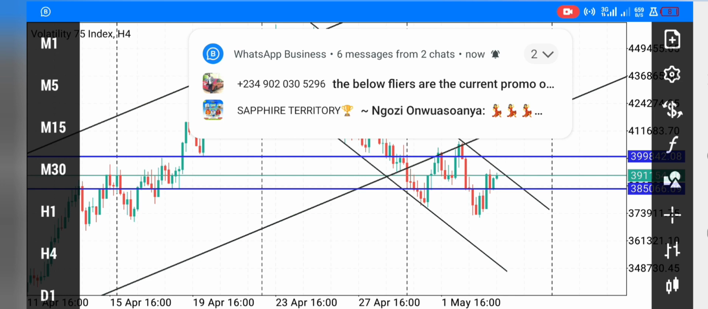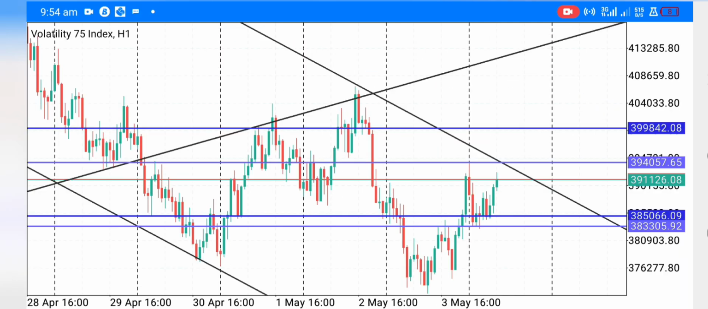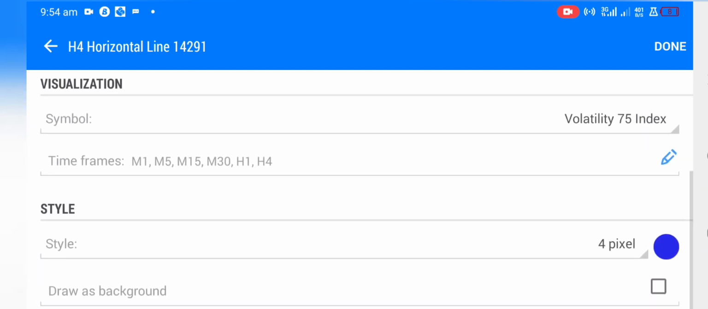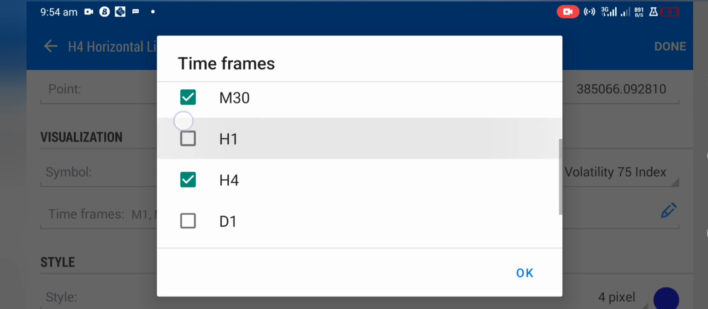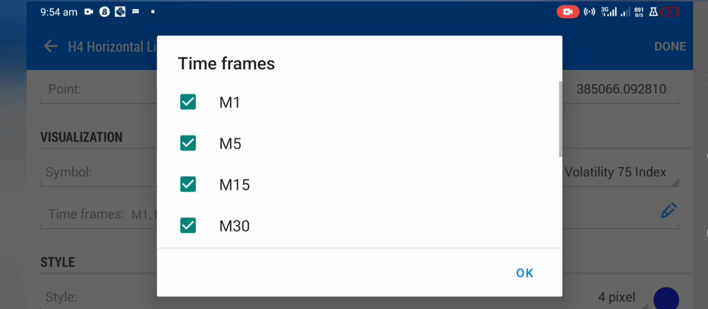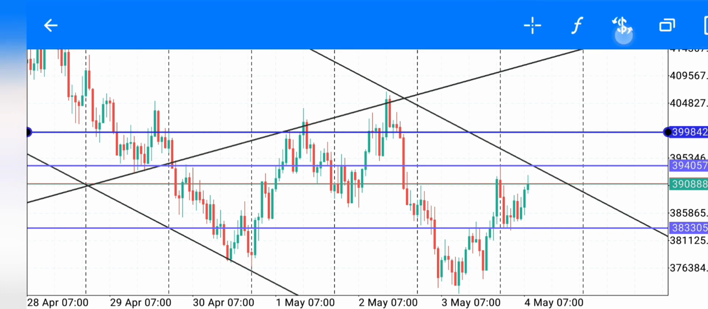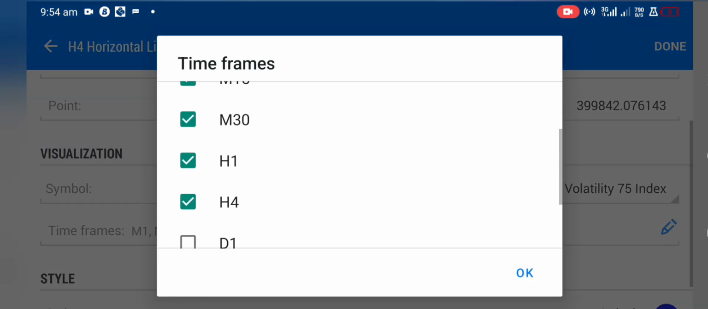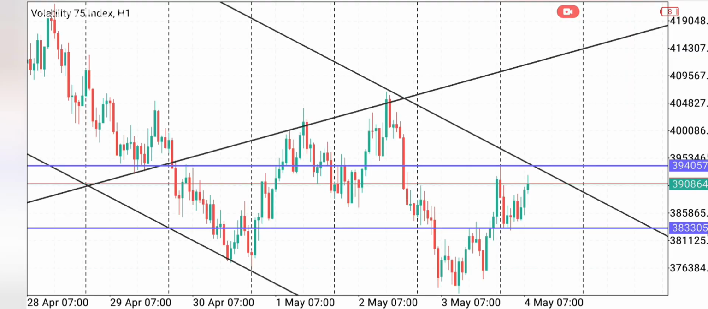To do this, I will come to this 4 hour, I'll come to 1 hour, and also look for the low of 1 hour. Let me remove this from 1 hour so that I can explain this better. Okay, this 1 hour, this 15 minutes. I want this to be clean. This is for the 4 hour. So remove from 1 hour and 15 minutes. Now it is a bit clear.